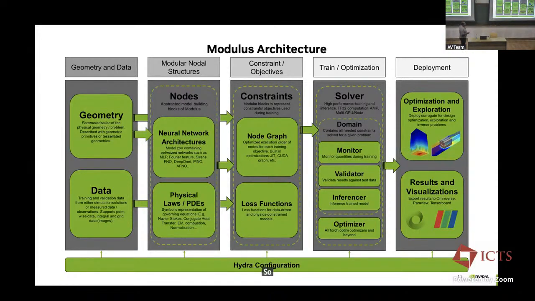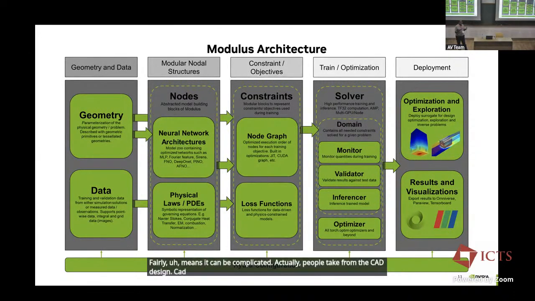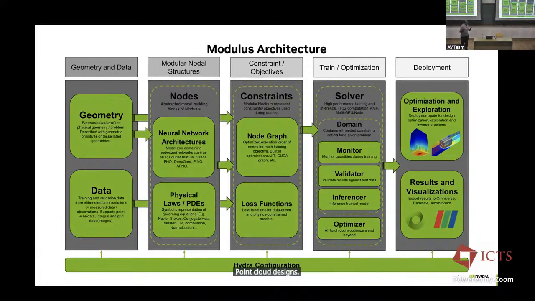So geometry and data is imported first, okay? Here, the geometry can be very complicated. Actually, people take it from the CAD design. CAD design means from Omniverse, people take in the design, point cloud designs, and put them as a boundary condition, because with CAD designing they can design, say, this podium or this table or this entire hall and take that as boundary conditions, okay, and import that.